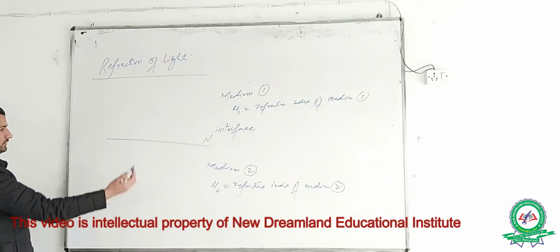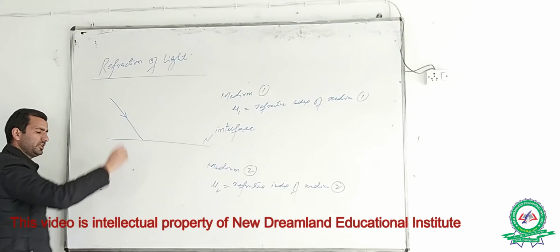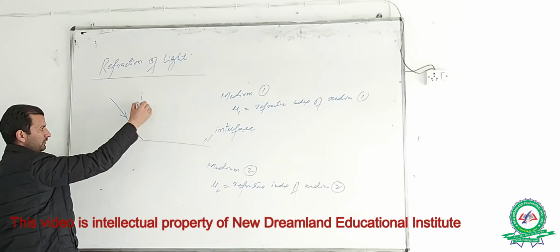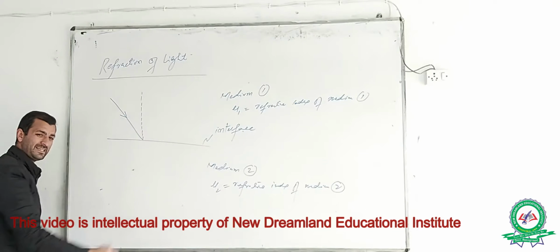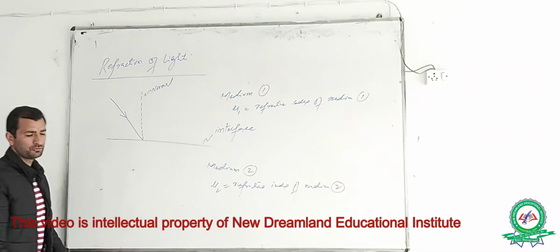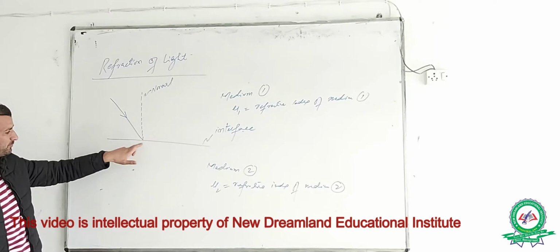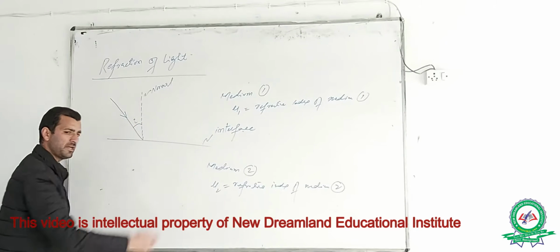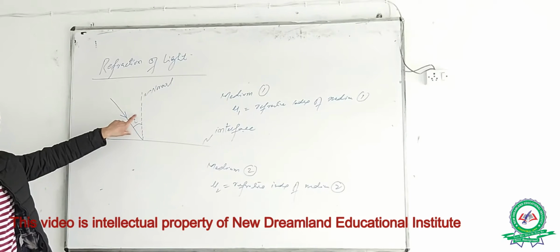Now, let the light be initially traveling in medium 1. A line that is normal, perpendicular to the interface at the point of incidence, is called a normal. So this line is normal. Normal is the line that is perpendicular to the interface at the point of incidence, and the angle the incident ray makes with the normal, we call the angle of incidence.